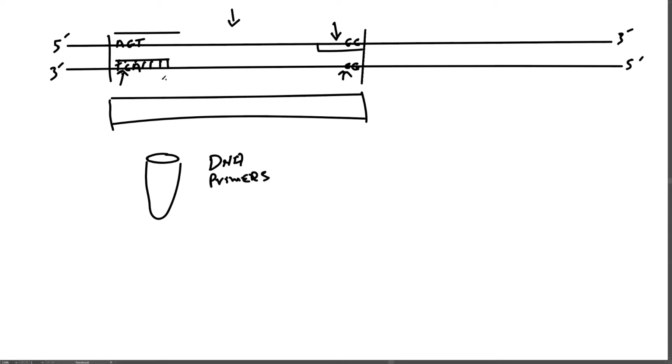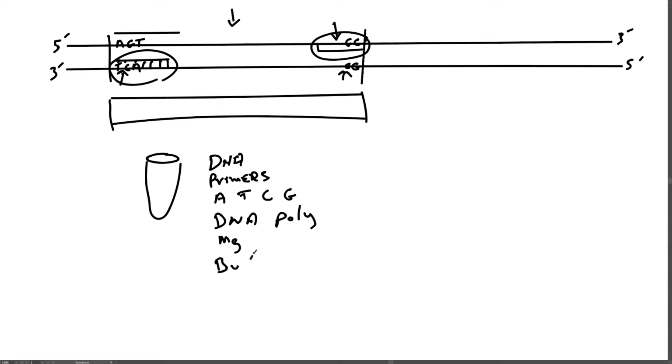which are these small stretches, this one here and this one here. You need extra nucleotides. You need A's, T's, C's, and G's to synthesize new DNA molecules. You need DNA polymerase, and you usually need some magnesium, and you need some buffers that are in there.